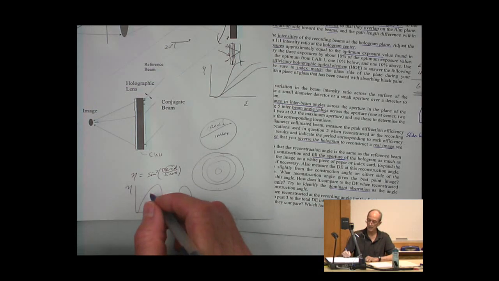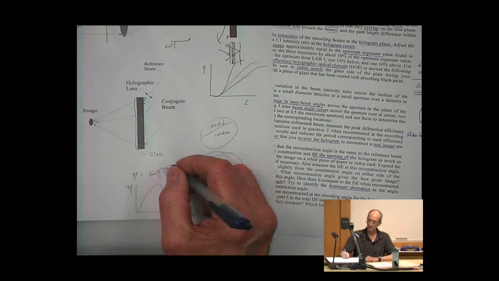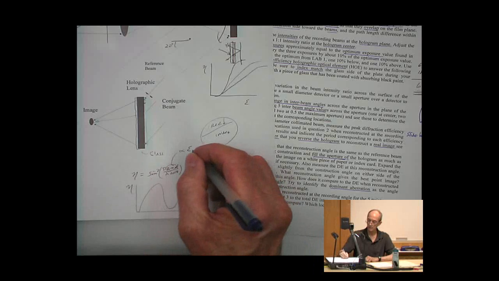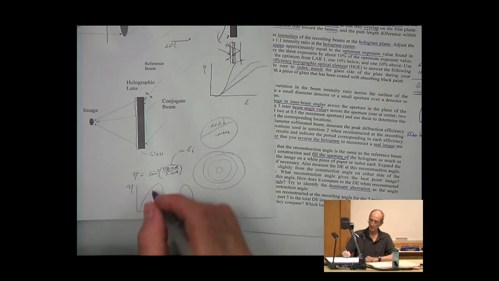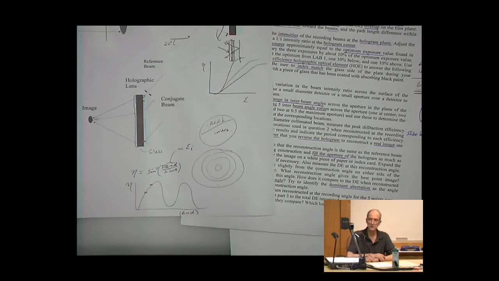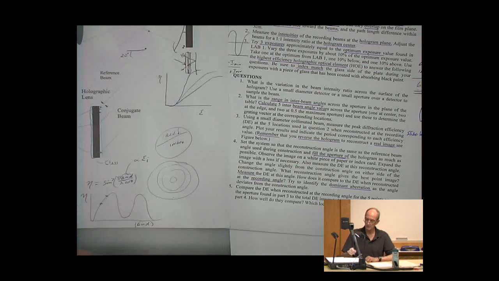And delta n is proportional basically to the exposure that you have. So if that exposure varies significantly, you can see a variation in that diffraction efficiency, which might be from a few percent to even 10 or 20% if you had really large intensity variations in that exposure. So that's what this is to get you to consider.